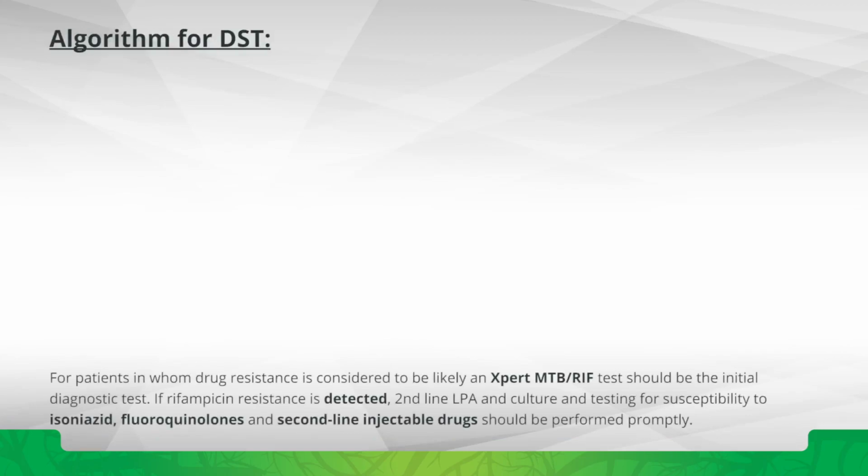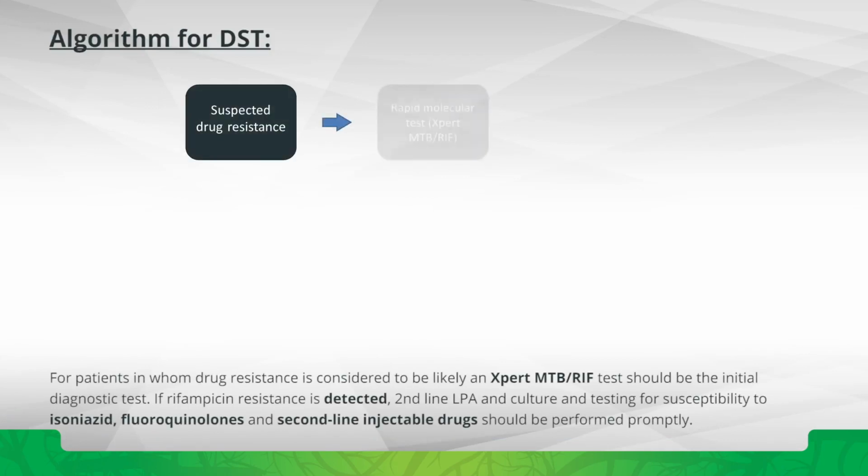Now, the next slide shows you the ideal algorithm for DST. So in an ideal setting, you would begin with GeneXpert as your screen, and rifampicin resistance is the screen that the GeneXpert gives you. If rifampicin is not resistant, then you can stop the algorithm there and safely conclude that your patient does not have MDR-TB and treat with the standard first-line drug regimen.